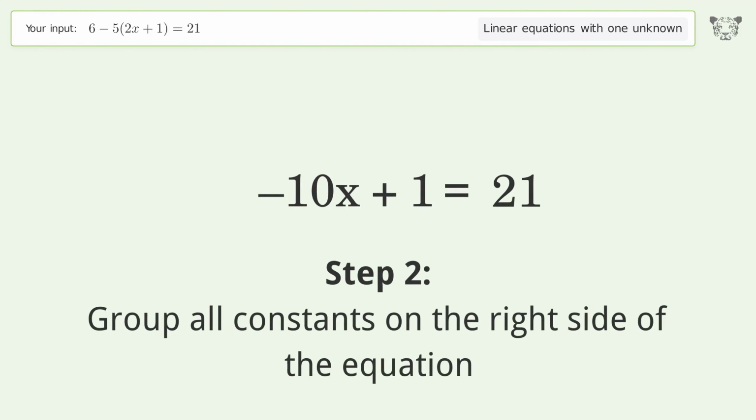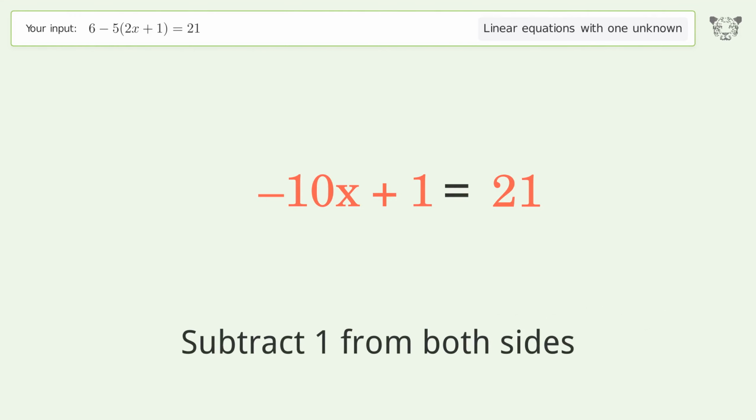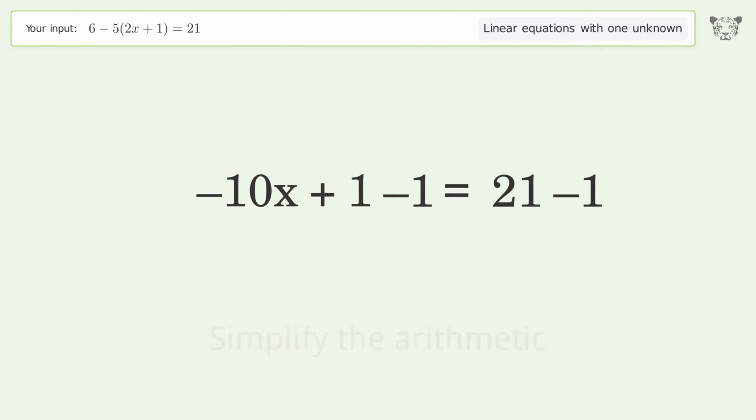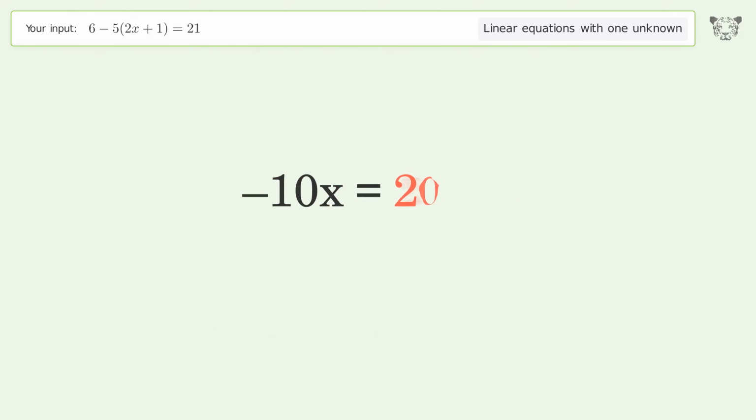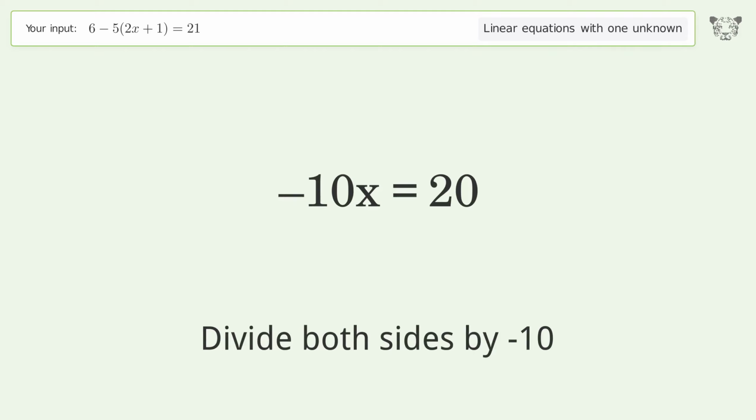Group all constants on the right side of the equation. Subtract 1 from both sides. Simplify the arithmetic. Isolate the x. Divide both sides by -10.